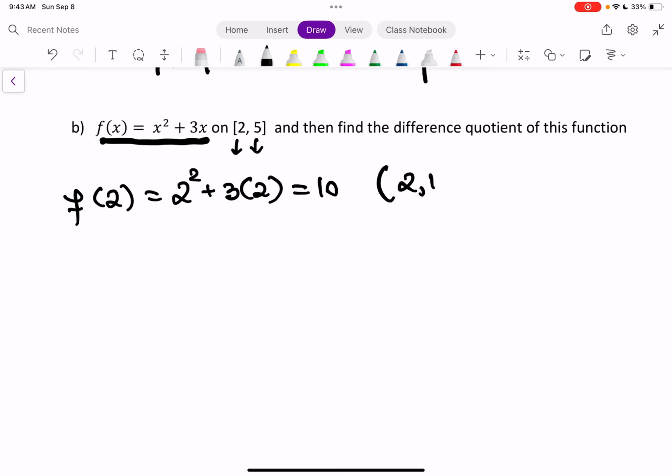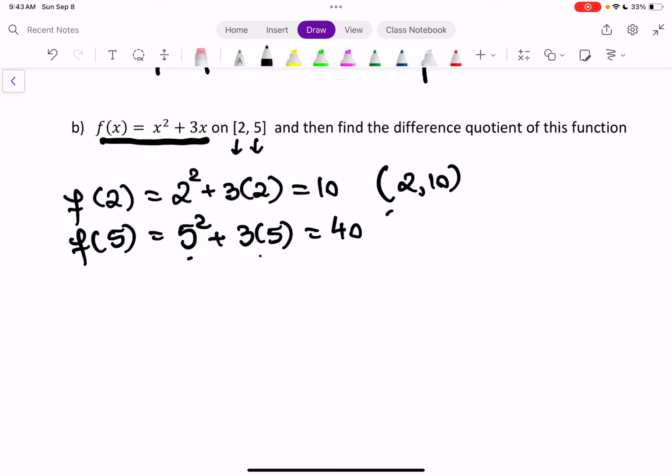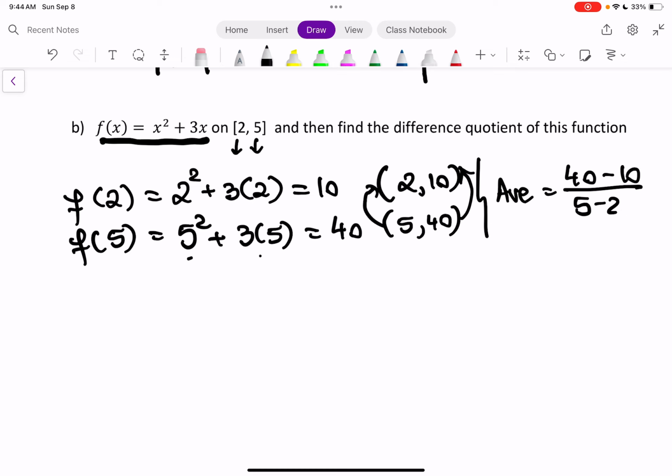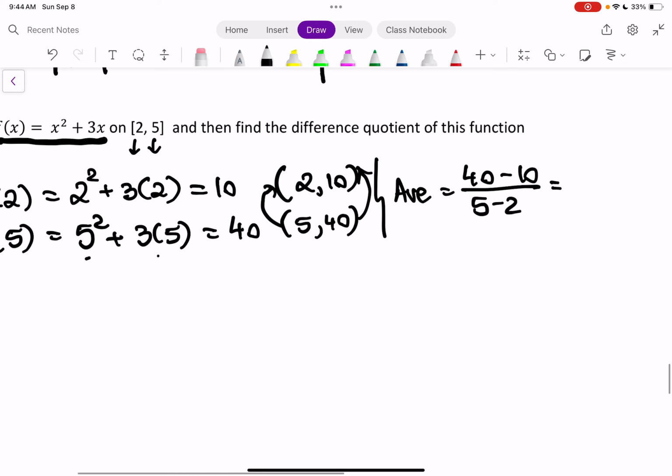So again, you got the point with coordinates 2, 10. Plug in a 5 into the function. So you get 25 plus 15, that's 40. So the average rate of change is going to be the change in y values over the change in x values. So that's going to be 30 divided by 3, which is 10.